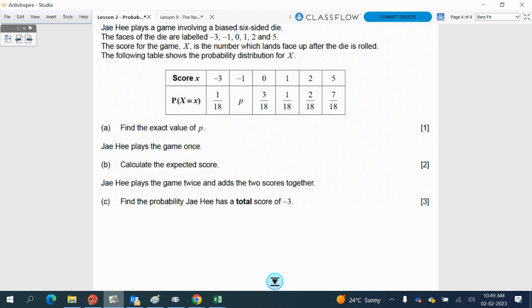So we've got a biased die, so we don't have a standard set of values. You've got two typical questions in these type of problems, and question A is very typical. Find the exact value of P. So we have defined the value of P. How can we do that? What's the concept we have to understand?